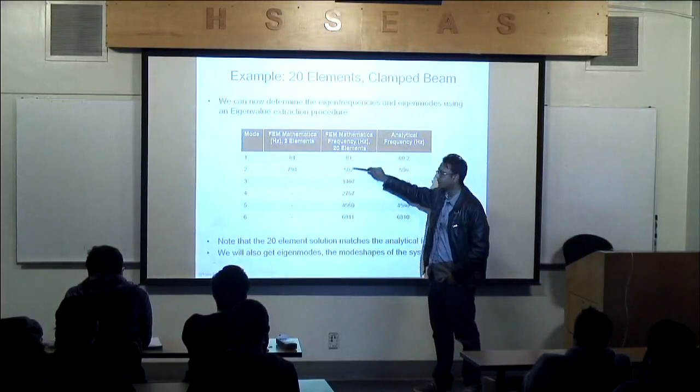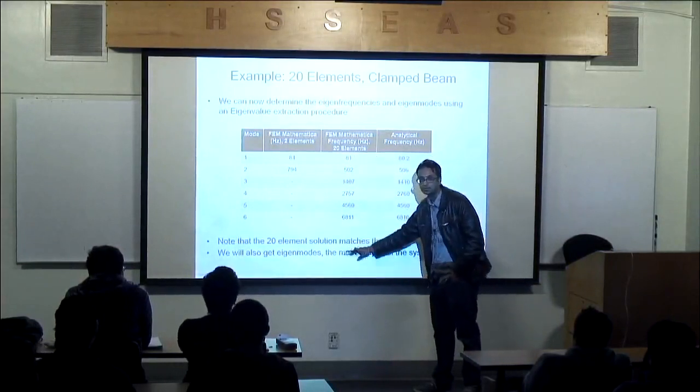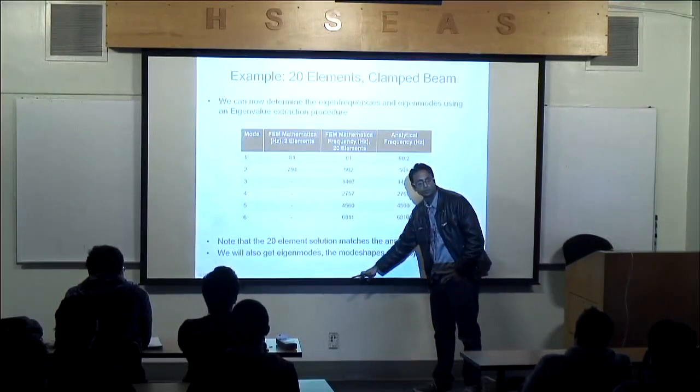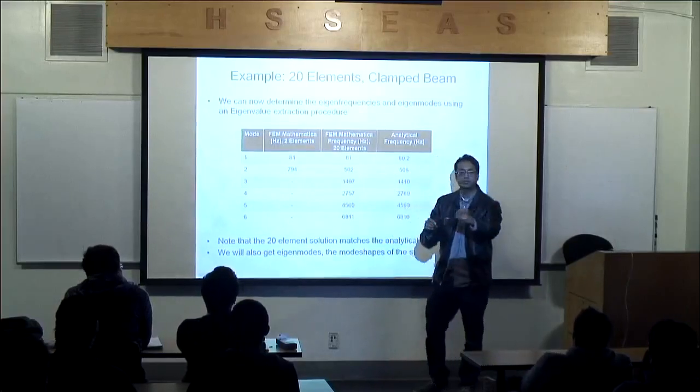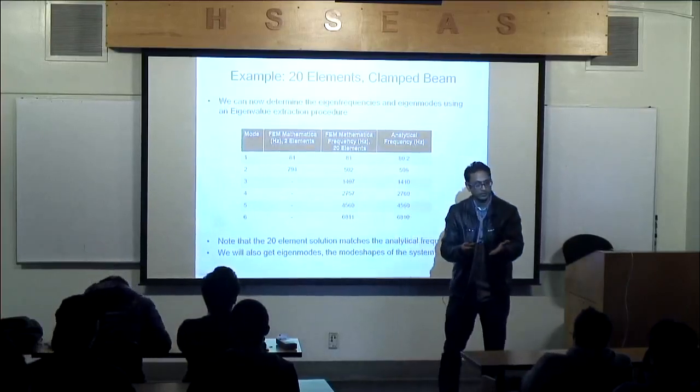Now, how many of these can I have? I didn't continue, but how many of them can I have? 40. And for each of these, you agree that I'll get a mode shape that goes with them? Yeah?